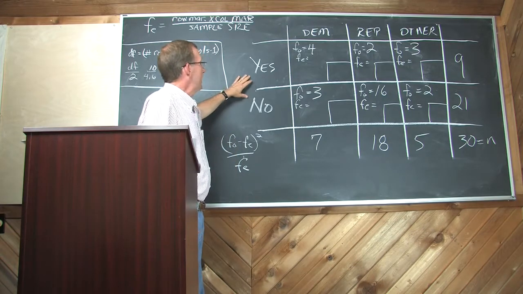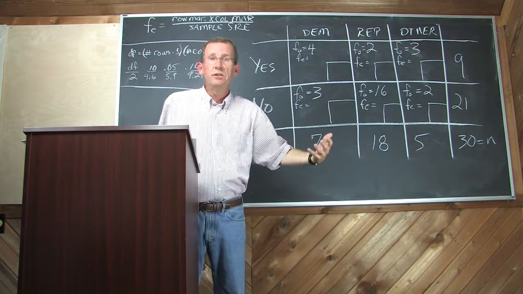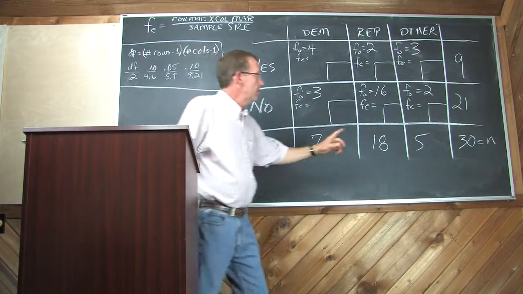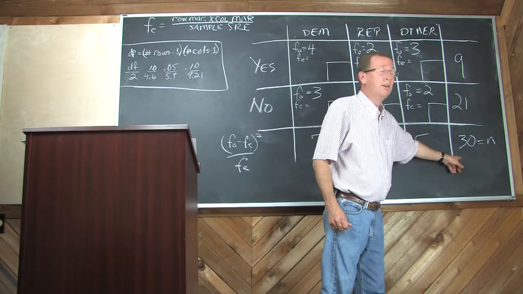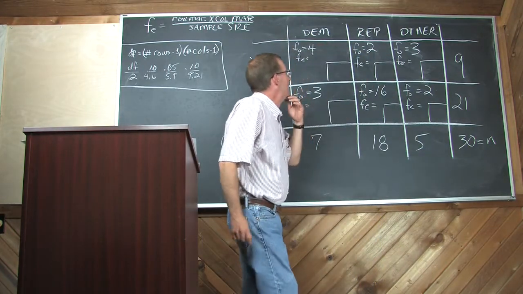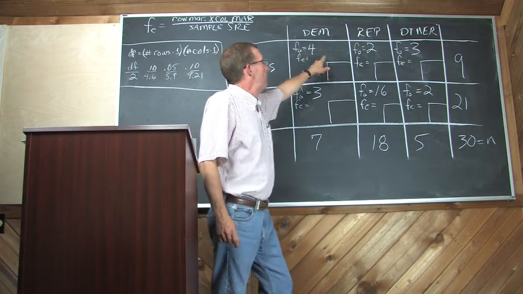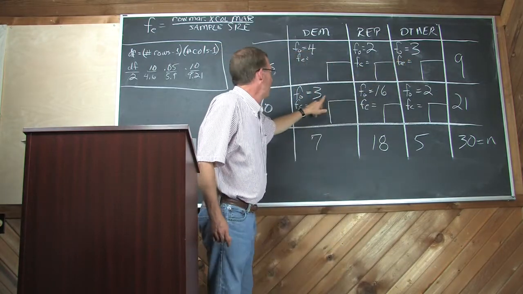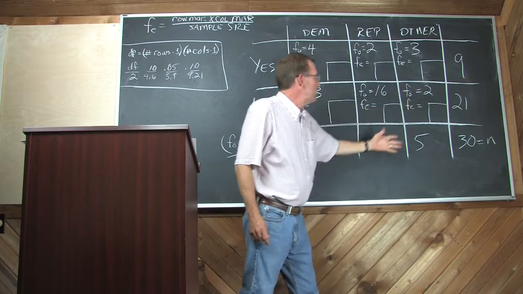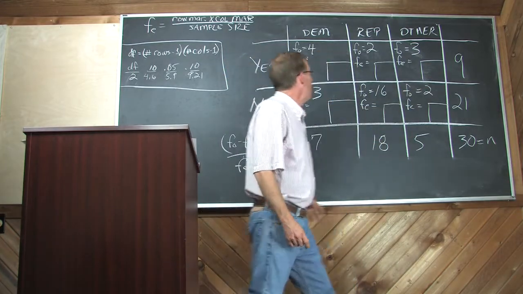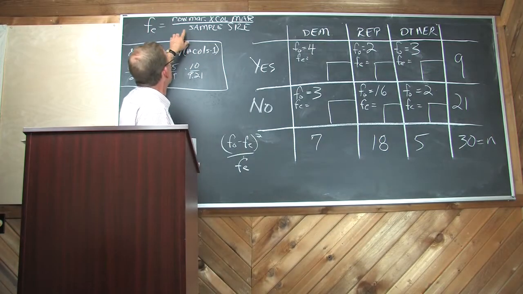And here we have yes or no, let's say yes or no to the question of whether or not climate change is a problem. 30 observations, very small data set. The observed frequencies are listed up here: 4, 2, and 3; 3, 16, and 2. Recall these are the column marginals. These are the row marginals, and we use those.